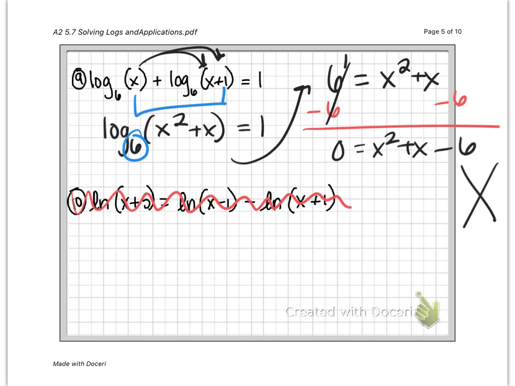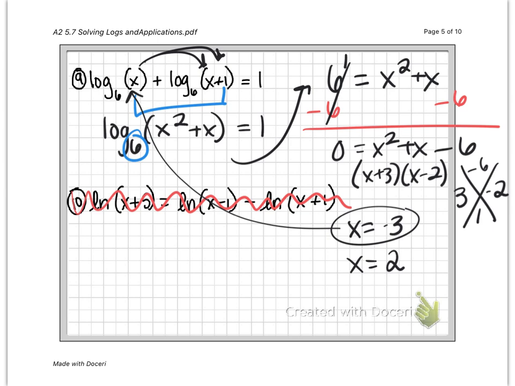Okay? So negative 6, positive 1. What would it be? 3, negative 2. So x plus 3, x minus 2. So x could equal negative 3, or x could equal positive 2. It's going to be 2 because we can see this one is a problem if we plug it back in there. So we reject that, and only 2 is our answer.